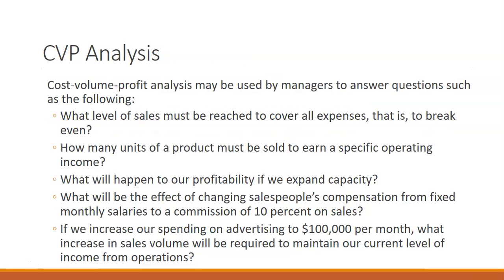When we're looking at CVP analysis, we do something called what-if analysis or sensitivity analysis along with the CVP analysis. And that helps us answer these questions and many more. What level of sales do we have to make in order to cover all of our expenses? How many units of a product must we sell in order to meet a specific operating income or net income? What happens if we expand capacity? What happens if we do a big sale and reduce the amount of money we're bringing in on a product? What happens if we increase spending on advertising? Does that increase sales? And can we maintain that level of production if we do increase sales? And even more questions.